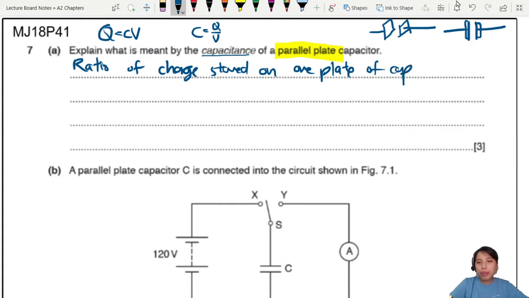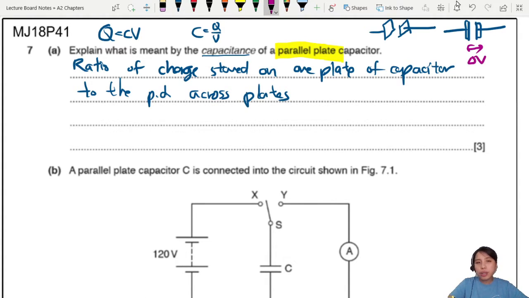So you must be more specific. One plate of the capacitor, to the ratio of what? Q against V, so the potential difference. I'm going to shortcut and just say PD across the plates. It's really a throwback to electric fields. You're going to have a potential difference, delta V, across the plates. So that's how you can think of it.